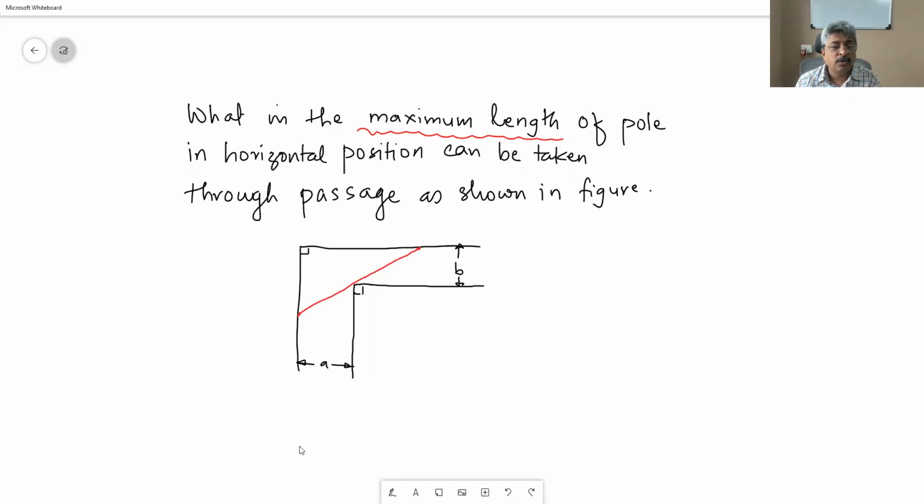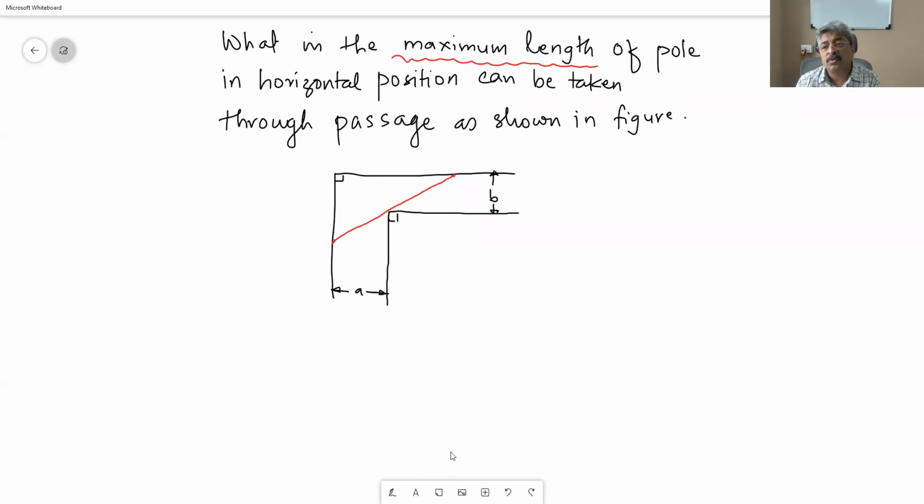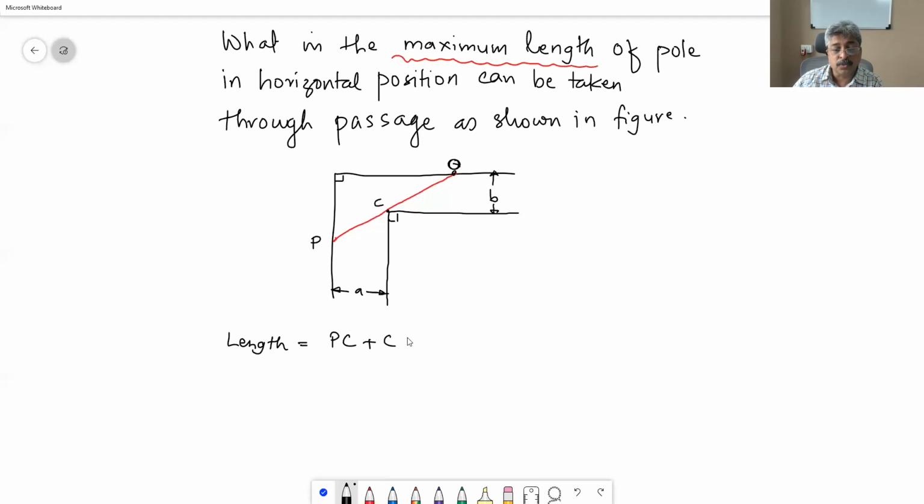Okay. So what you need to do is the setup of the function which you want to optimize. In this case, it is going to be the length function. So let us denote this point as P. Let us call this point, suppose this is touching here, it is C, and this is say Q. So the total length of the pole is PC plus CQ. Okay, and let us say that this angle is theta. This angle also will be theta.